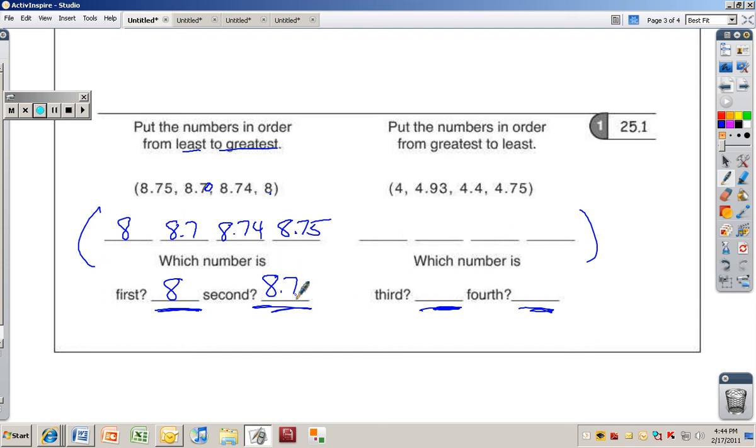And then this one says from greatest to least. The largest one is going to be 4.93, and then 4.75, because this is like 4.40. And 40 is less than 93, and it's less than 75. So 4.4 or 4.0, and then just the plain old number 4. The third and fourth numbers are 4.4 and 4.